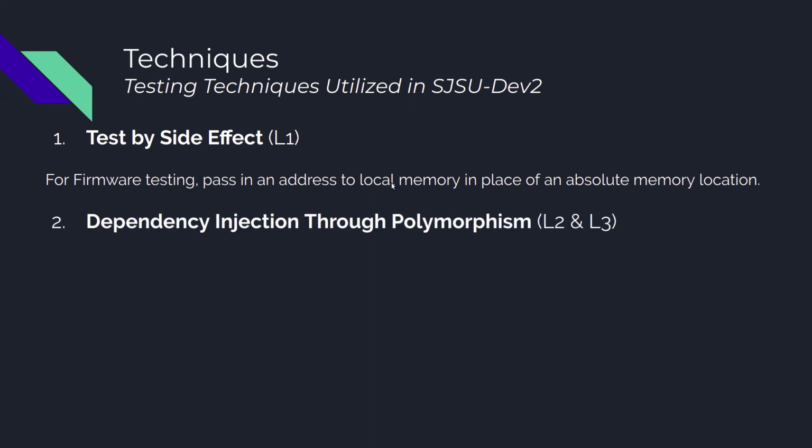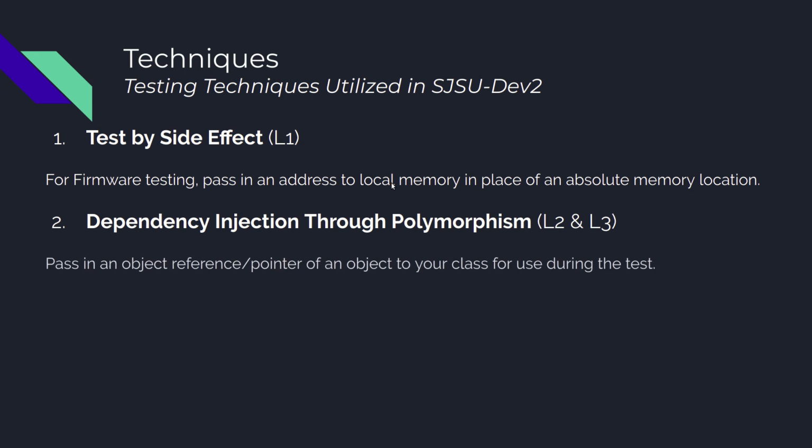Number 2 is dependency injection through polymorphism. So pass an object reference or pointer of an object to your class for use during the test. If your class needs a GPIO and you want to do some tests with that, you can make a mock of the GPIO interface and then pass that in as its version of GPIO. Then you can inspect all the different calls.